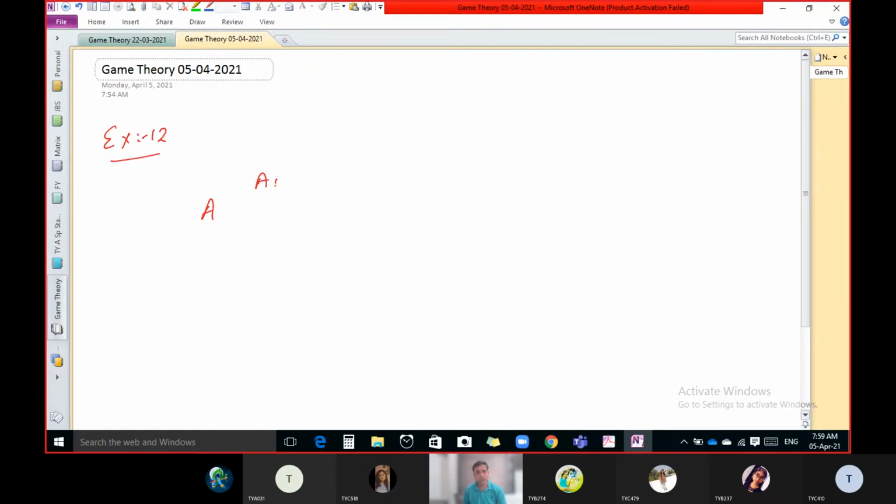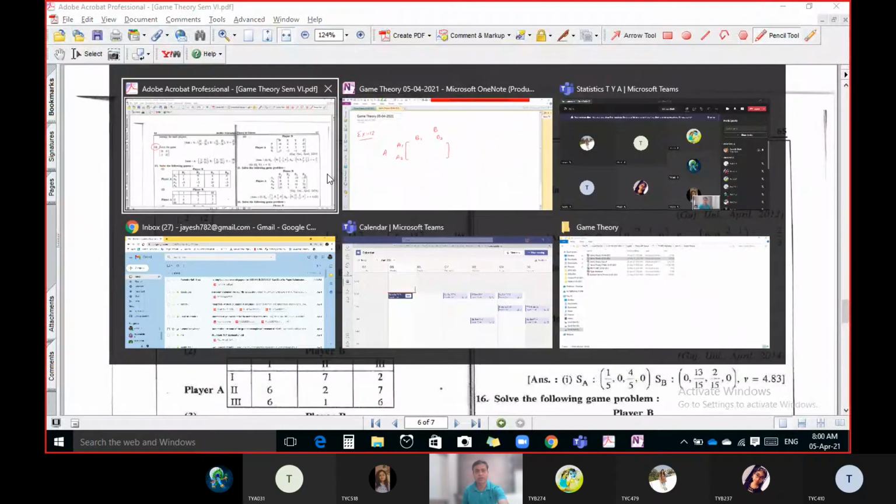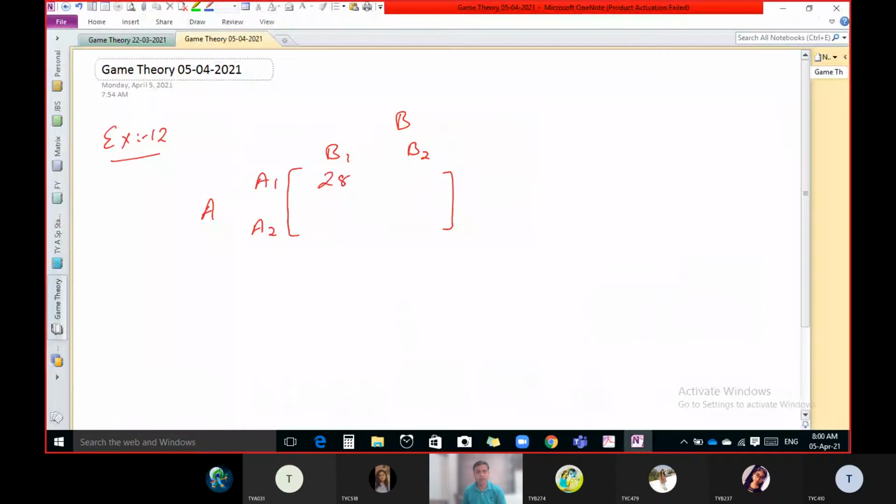There are two strategies for player A, A1 and A2, and for player B, there are two strategies, B1 and B2. If A takes strategy A1 and B takes strategy B1, in that case player A gets a profit of 28. So 28 is the profit when player A takes A1 and B takes B1.